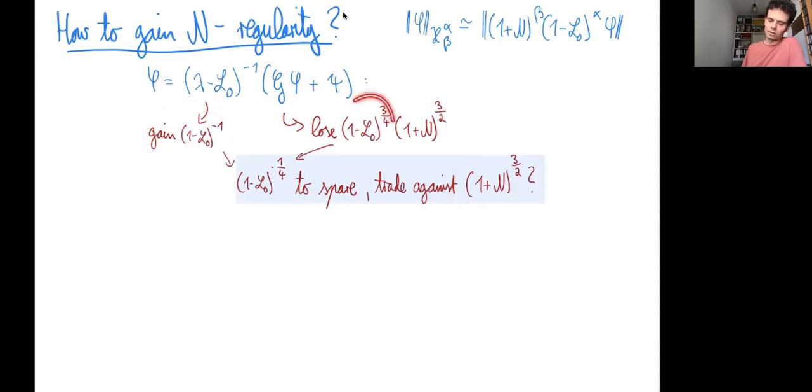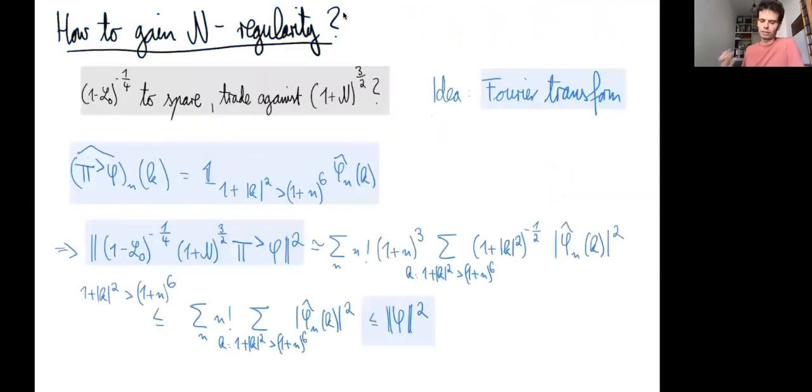We only lose 3/4 here, we gain 1 here, so we have this to spare actually. We have something to spare and we would like to trade it to gain something in the n variable. And of course, in general, you cannot do that. But if we go to Fourier modes, then it is quite easy to see how we can do that, because it suffices to truncate to the large Fourier modes.